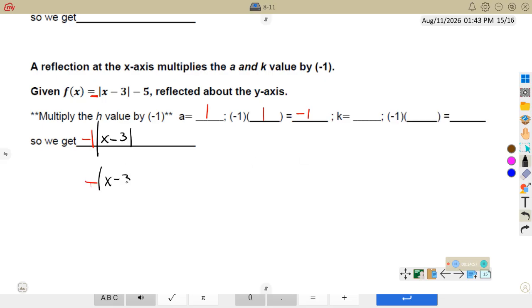On the front, where it says linear, absolute value, and quadratic, is that the formulas? That is our parent functions, yes.